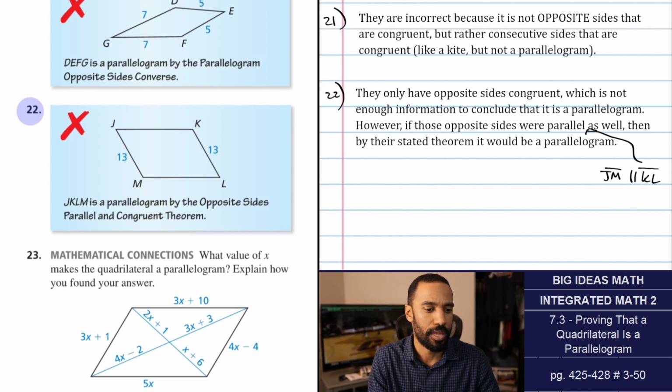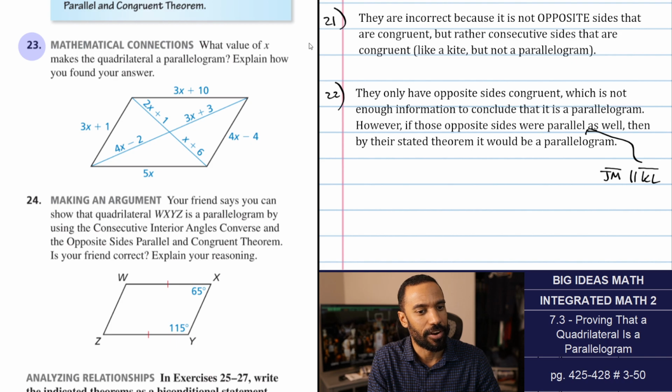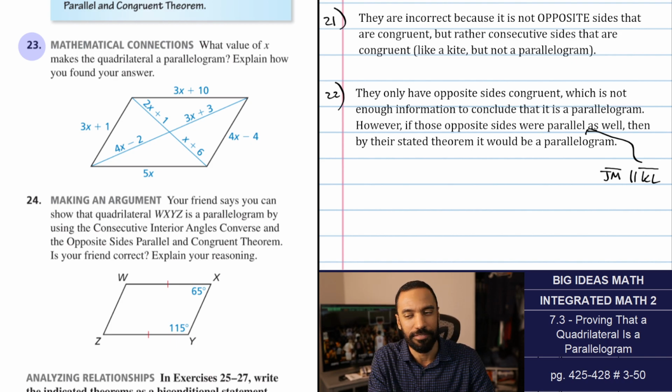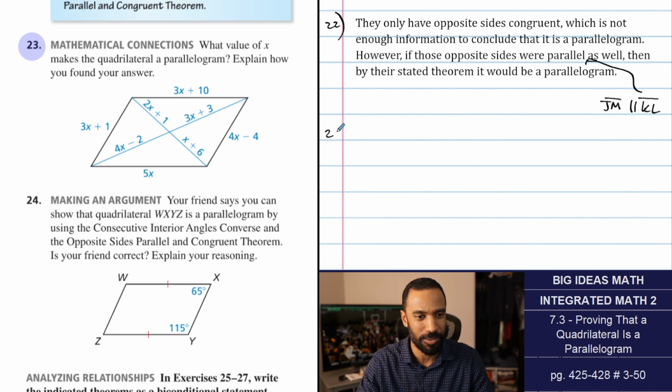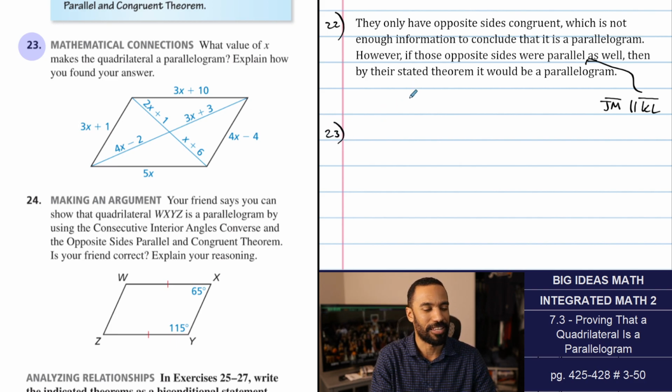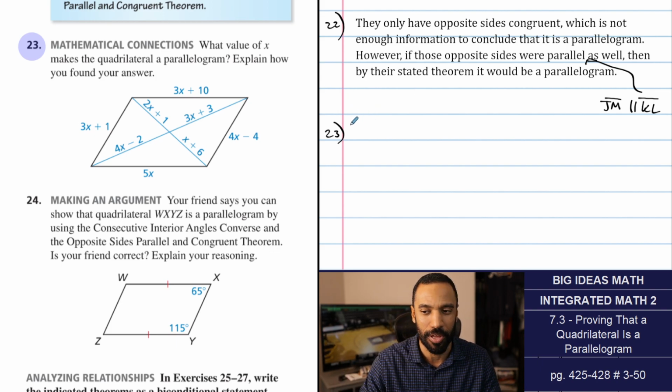All right, number 23. What value of x makes the quadrilateral a parallelogram? Explain how you found your answer. Very interestingly, there are a bunch of different sets of x that we could choose from. Does it matter which one we use? Does it give us the same answer no matter what? I'm really curious to try this out. Let's start with the side bits and let's just experiment with all these and see what happens.